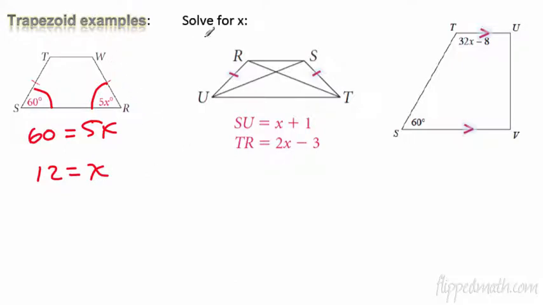Make sure, it says solve for x up here, so we're all done, but make sure it doesn't ask you to say, okay, so then find angle T. And we'll show you how to do that when we get to this one here.